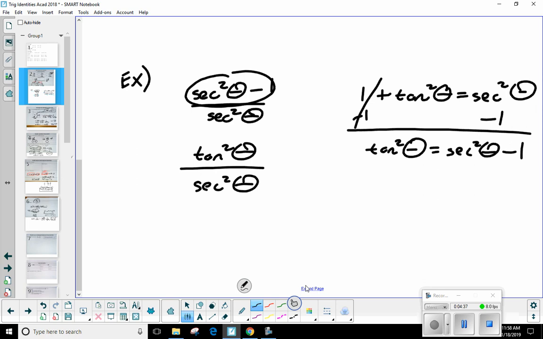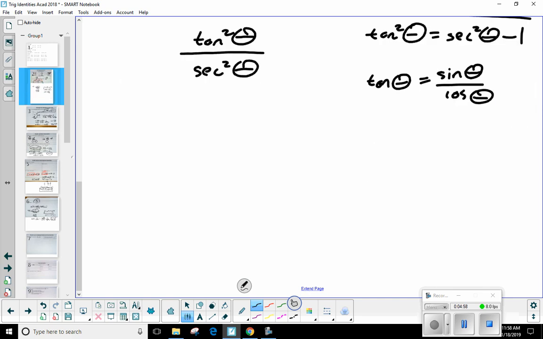See, now I'm not recognizing anything else. I would go ahead and go to changing things to sine and cosine. Now, we also know tangent of theta is sine over cosine, right? So what would tangent squared be? There you go. We still just go ahead and apply the square to each of those trig functions. So up top, I've got sine squared of theta over cosine squared of theta.